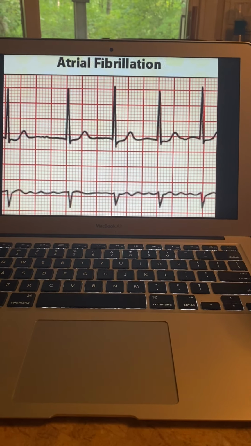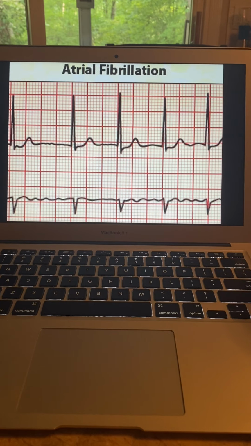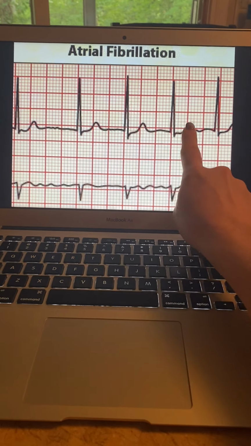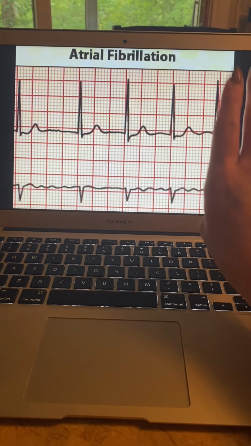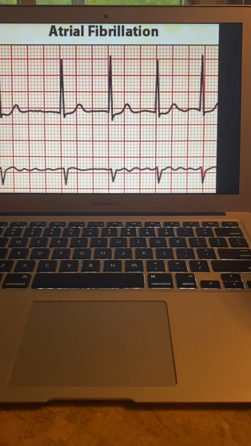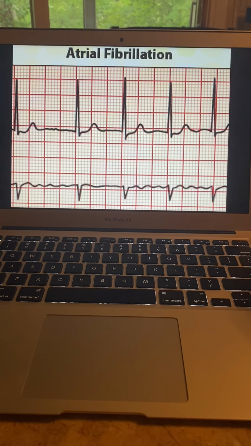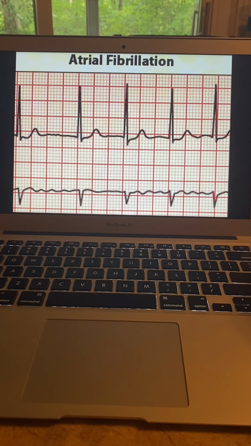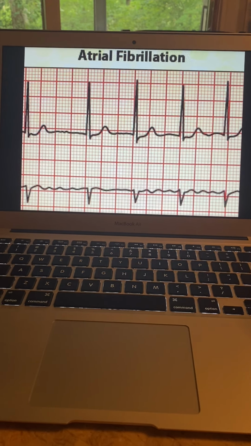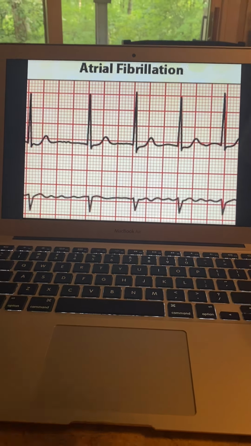Here you can see this is a rhythm of AFib, and you can see here there's no discernible P wave, and your R to R's are irregular. So those are the two biggest criteria for determining if your patient's in AFib. One, do they have a P wave? If no, then you look at your R to R. If your R to R is irregular, you're going to have a patient in AFib.